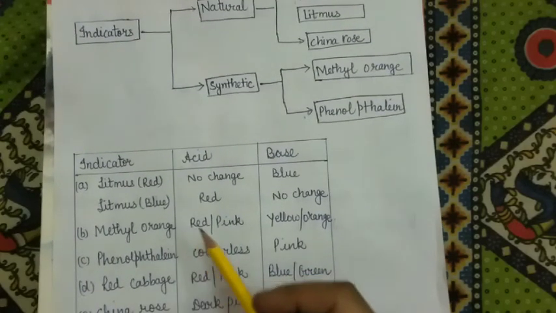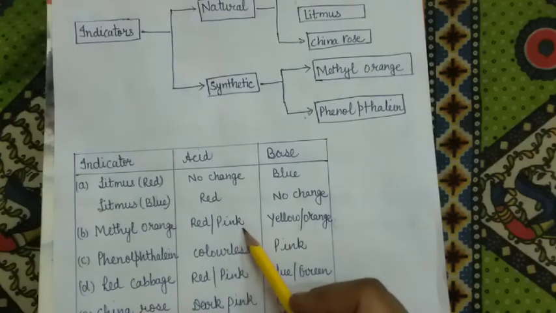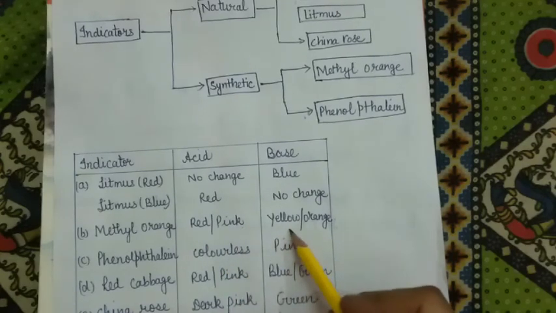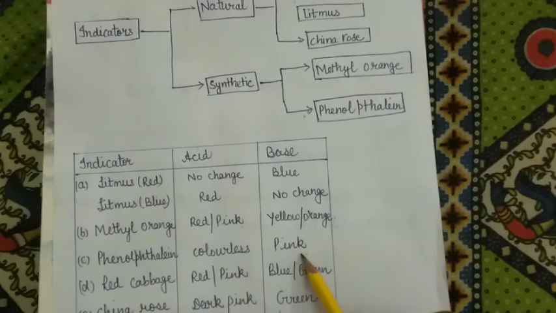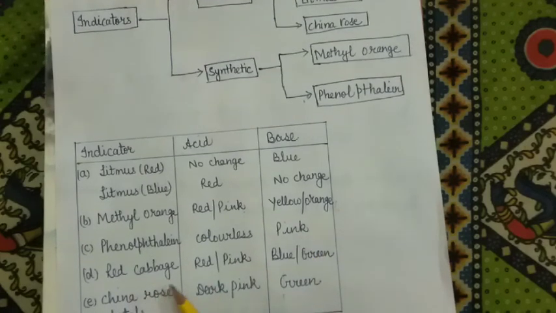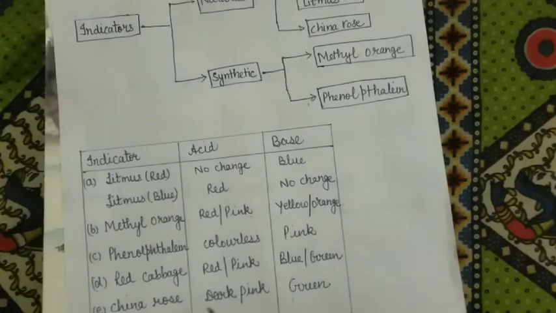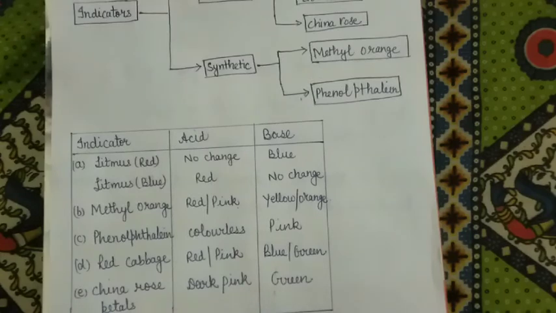Methyl orange, in acid it gives red or pink color, in base yellow or orange color. Phenolphthalein, with acid colorless and with base pink. Red cabbage, with acid red or pink color and with base blue or green color. China rose petals, with acids dark pink color, with base green color. So this is how we can identify whether the given compound is acid, base or salt.